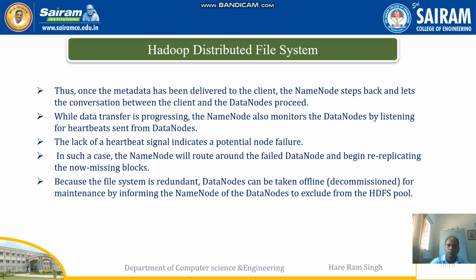In such a case, the name node will route around the failed data node and begin replicating the now missing blocks. Once it finds out that that particular data node has failed, it will redirect to another data node, finding the better and next nearest data node where it can find the data. Because the file system is redundant, a data node can be taken offline for maintenance by informing the name node of the data nodes to exclude from the HDFS pool.